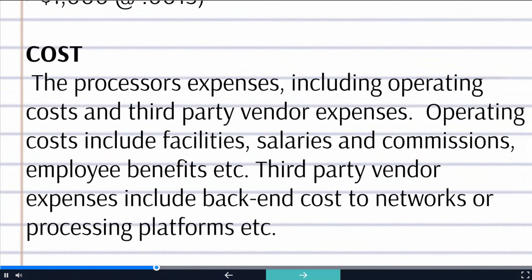The next component of pricing is cost. This is the price that all sales partners pay to their providers like Pivotal Payments. This cost includes back-end operating expenses, network fees, and company overhead. Costs are generally found on a Schedule A or a Schedule B that is part of the sales partner contract.